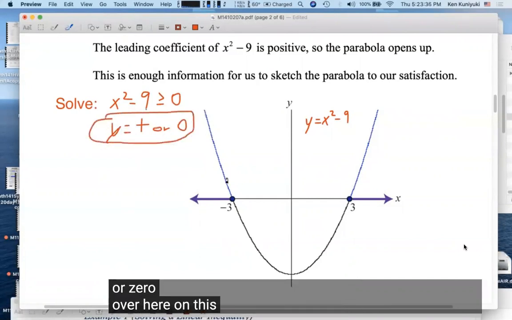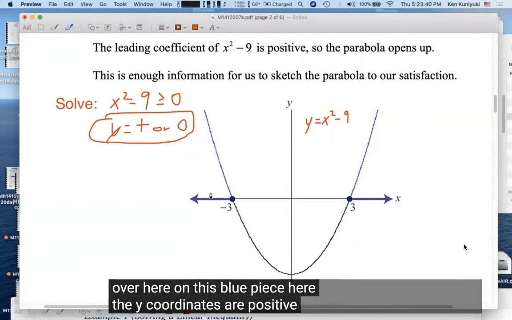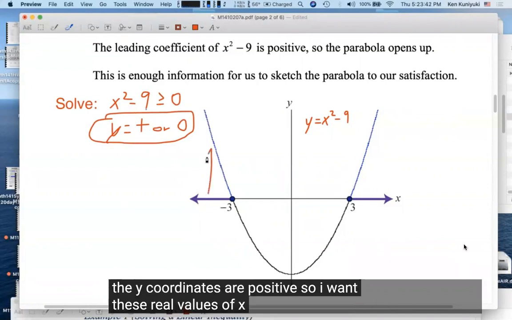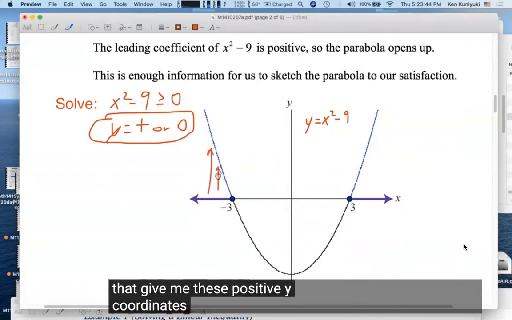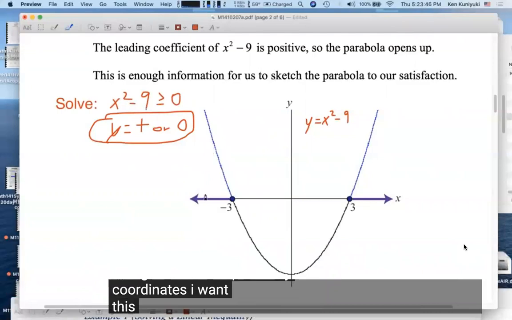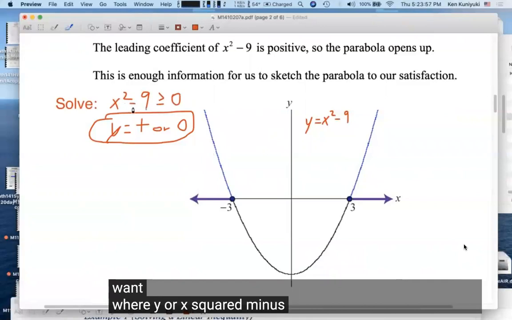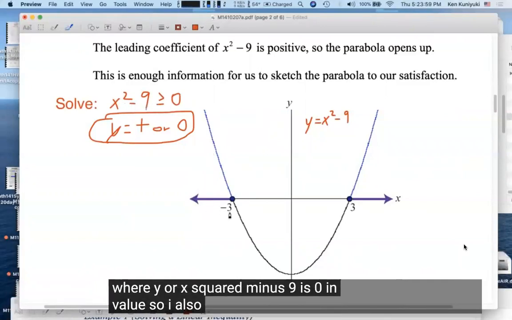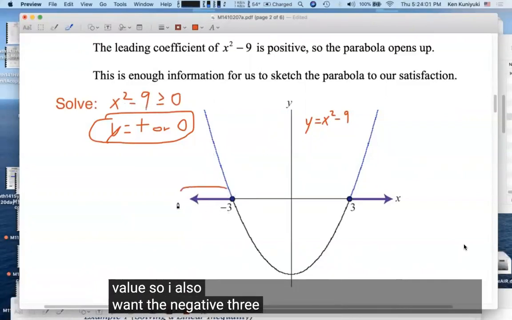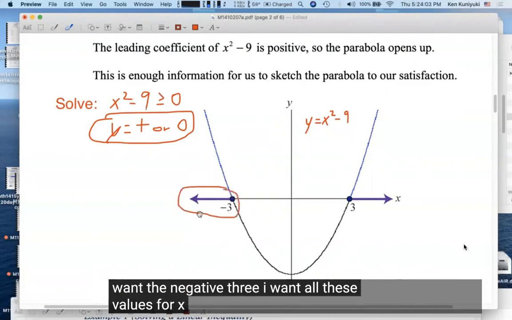Over here, on this blue piece, the y coordinates are positive. So I want these real values of x that give me these positive y coordinates. I want this left tail over here. Do I want the -3? Well, yes, it's where the y-coordinate is 0. I do want where y, or x squared minus 9, is 0 in value. So I also want the negative 3. I want all these values for x.